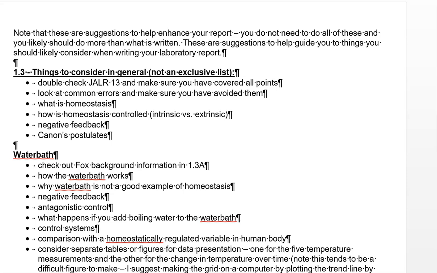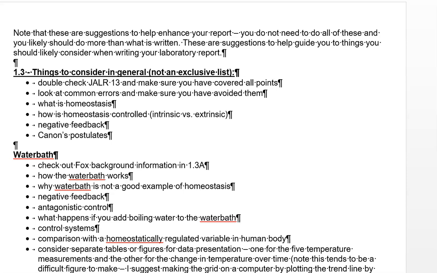Remember, these are just suggestions to help guide you. There are things you should likely consider when writing your lab report. They are not an exclusive list by any means, nor are they things that are mandatory, but they are suggestions for you to consider, and I would certainly expect for you to go outside the realm of things that I discuss here. And these are things basically, if we had that laboratory free-for-all, where we would discuss the individual ones.